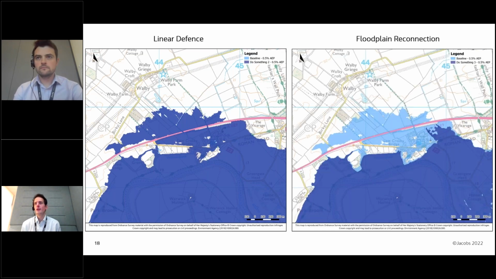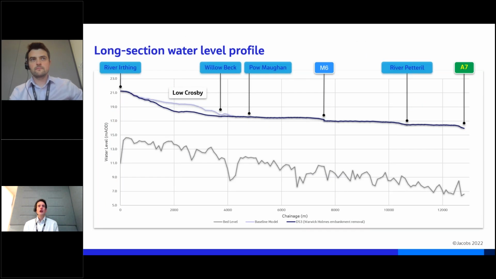Whereas when we look at the floodplain reconnection option, the light blue is the baseline flood risk, the dark blue is the post-intervention. It's having a really significant impact, significantly reducing flood risk to the area. By removing that embankment, we've opened up the floodplain, we've created new storage and importantly conveyance. So this is a long section from upstream of Low Crosby down to Carlisle. The light blue line is the existing flood risk and the dark blue line is the post-scheme flood risk with the embankment removal. And you can see water levels drop almost a metre around Low Crosby because of that influence.